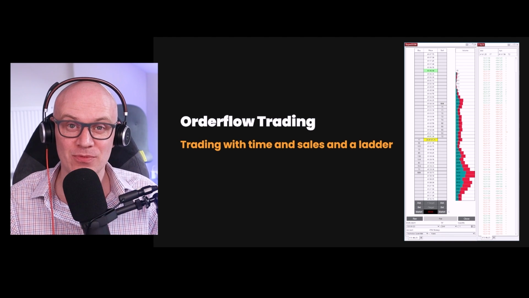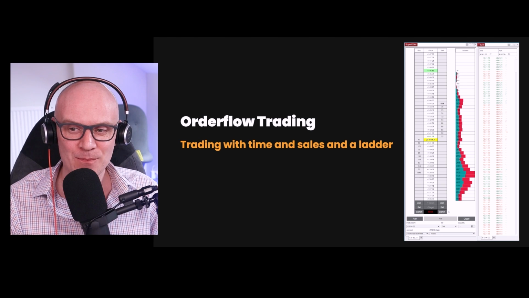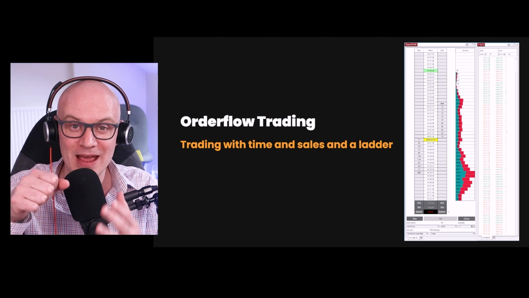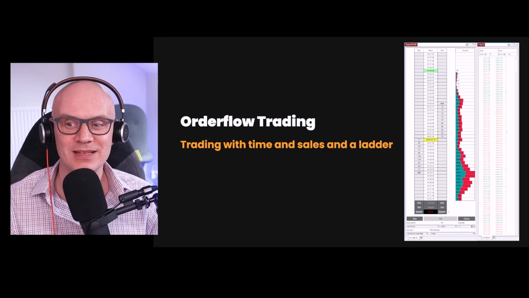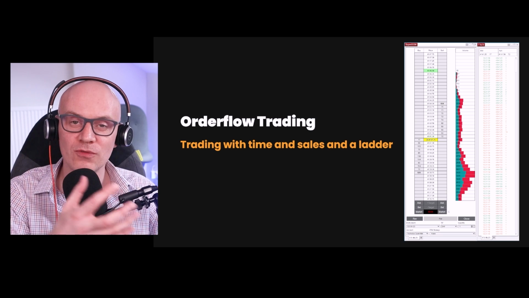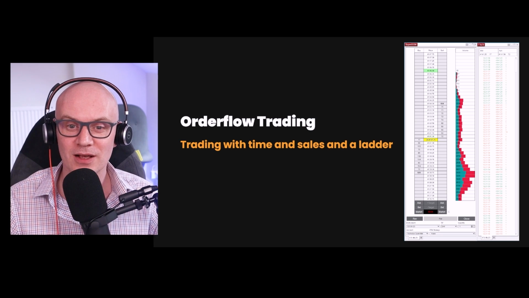This is a depth of market trading ladder. Very, very different from working off a price chart. Think of it a little bit like looking at the market through a magnifying glass. We're looking at every tiny movement of the price action moment to moment. And we can also use it to see all of the orders, all of the people that are buying and all of the people that are selling.